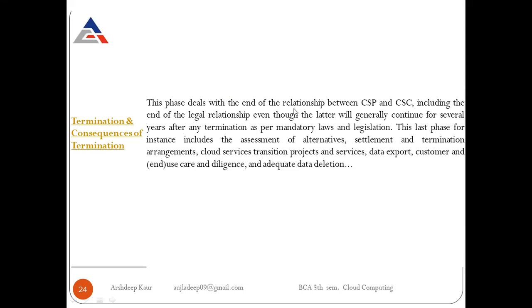This phase deals with the end of the relationship between CSPs and CSs, meaning the service provider and the service users, including the end of the legal relationship, even though the latter will generally continue for several years after the termination as per mandatory laws and legislation. This last phase, for instance, includes the assessment of alternatives. If I am terminating my relationship of services with one vendor, then I have to check for some alternatives.